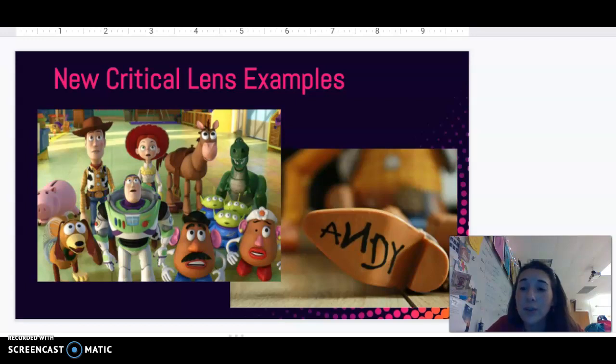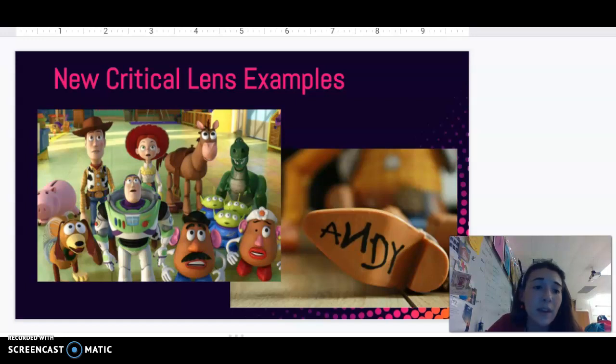Although they are a close-knit community, having that symbol on your foot kind of pulls you away from this community that you live in. It can either go to your head, like it does with Woody, where you feel like you are more entitled and are better than other characters, or it can cause a rift in the community because as new characters come in, they don't really understand the importance of this symbol. So this is just one new critical lens example that I have.